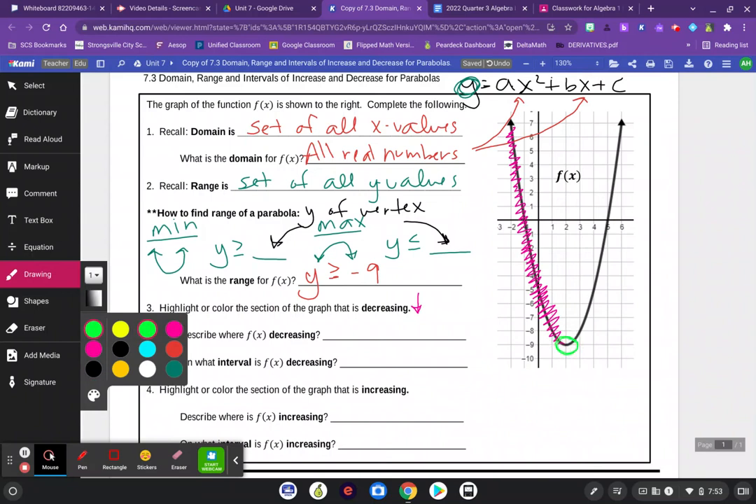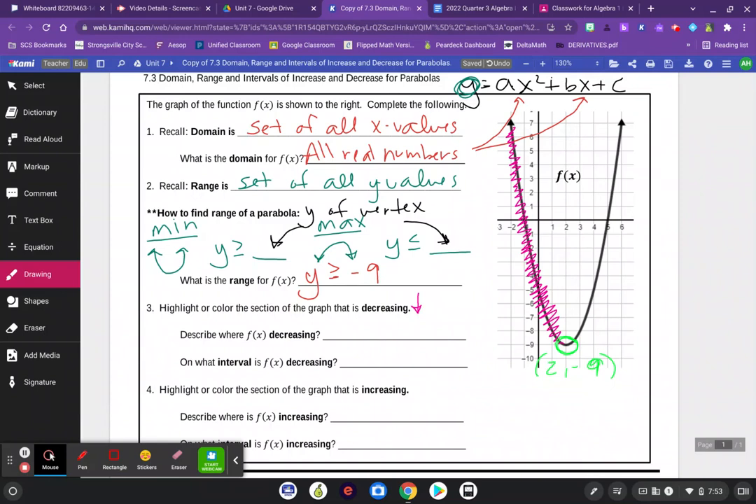Look at that vertex. That vertex, by the way, which is (2, -9), is the point at which I stop decreasing. All right, so it says describe where f of x is decreasing. Well, f of x is decreasing for all x values to the left of 2.